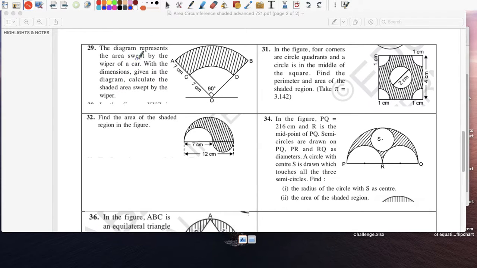The diagram represents the area, so does that mean the whole thing is the wiper? Calculate the area swept by the wiper. I don't know why they have a shaded and an unshaded part. Am I missing something? Is this whole thing the area that the wiper is wiping? Why would they have shaded and unshaded? Hang on a second.